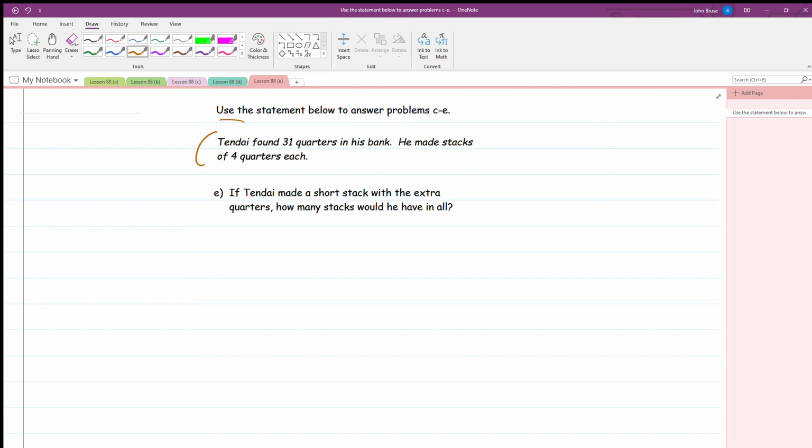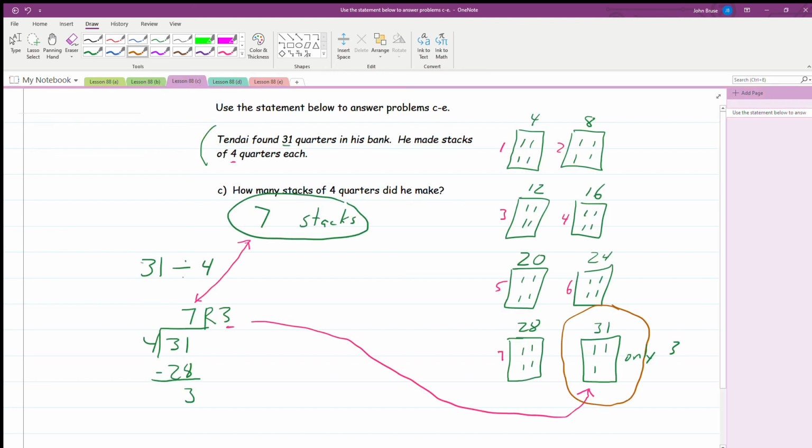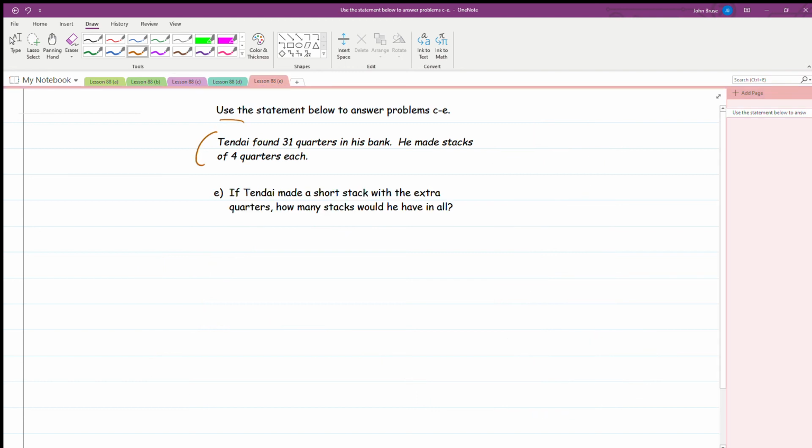Well, let's go back and look at C. So we want to know how many stacks he has. Well, we've got 1, 2, 3, 4, 5, 6, 7 stacks with 4 quarters, and then we have 1 stack that's only got 3 quarters, but this is still an 8th stack. So we have 8 total stacks, 7 of them with 4 quarters, and 1 of them with 3. So if Tendai made a short stack with the extra quarters, which we know is 3 quarters, how many stacks would he have in all? Well, it would be 8 stacks.